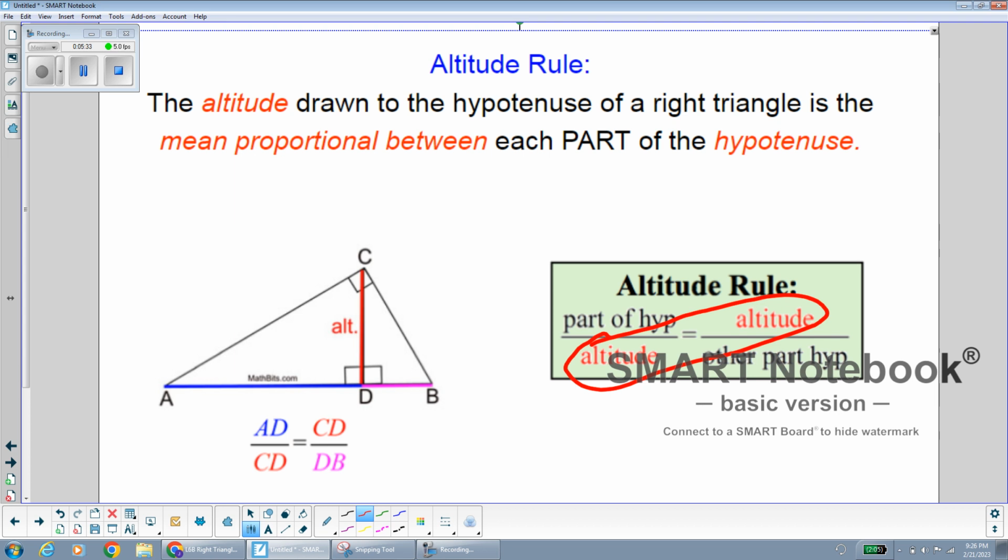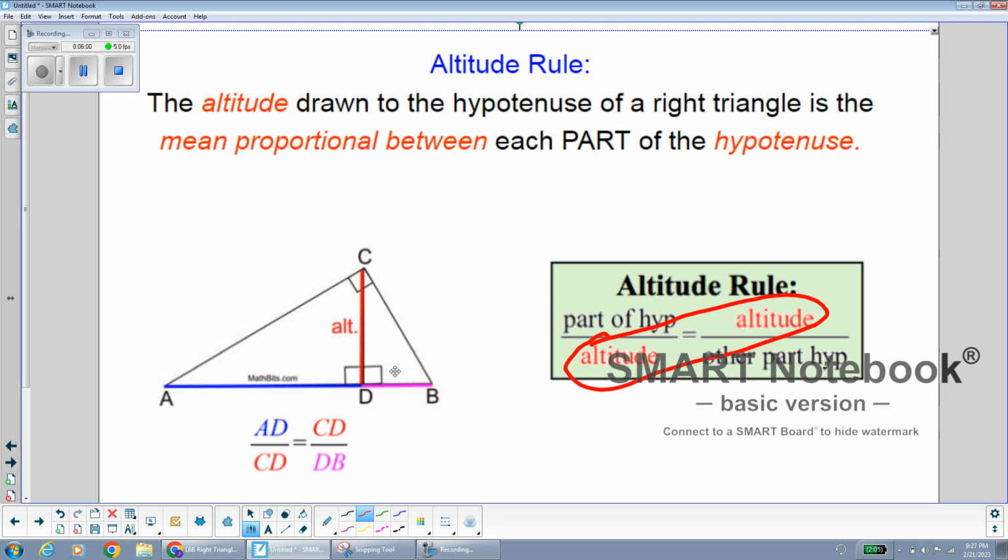So in both situations where we need to use the leg rule or the altitude rule, the diagram, the situation will always look the same. You'll always see a big right triangle with an altitude drawn to the hypotenuse. So whenever you see a diagram that looks like this, a big right triangle with an altitude drawn to the hypotenuse, creating the two smaller right triangles, whenever you see this picture, think, am I going to be using the leg rule or the altitude rule?